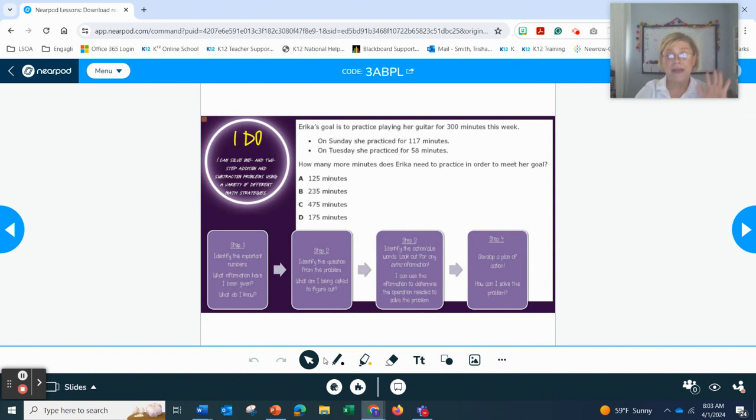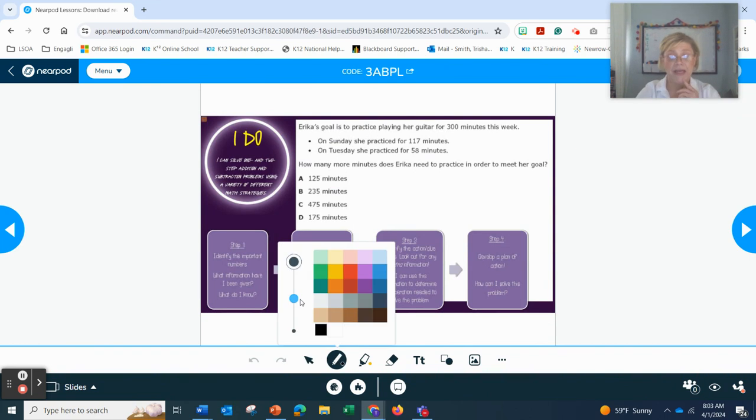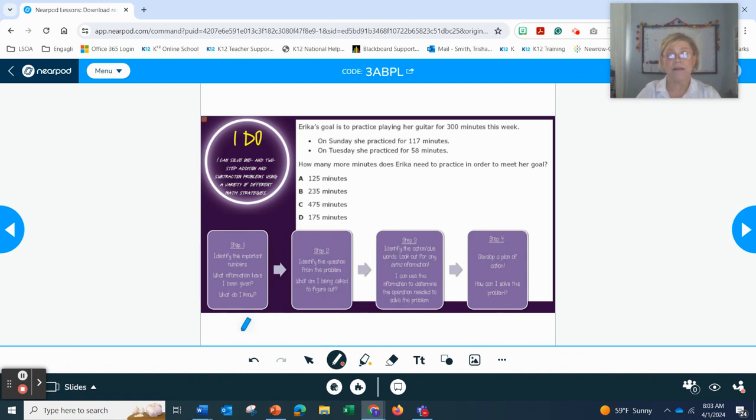So normally during this part, you would just kind of follow along as I teach through it. Today, you're going to be following along in Nearpod as we work through it. So Erica's goal is to practice playing her guitar for 300 minutes this week. On Sunday, she practiced for 117 minutes. On Tuesday, she practiced for 58 minutes. How many more minutes does Erica need to practice in order to meet her goal?